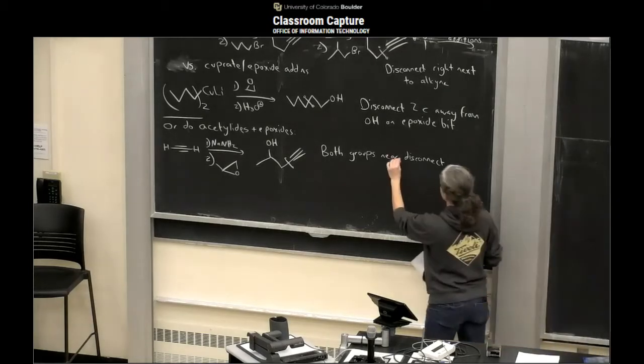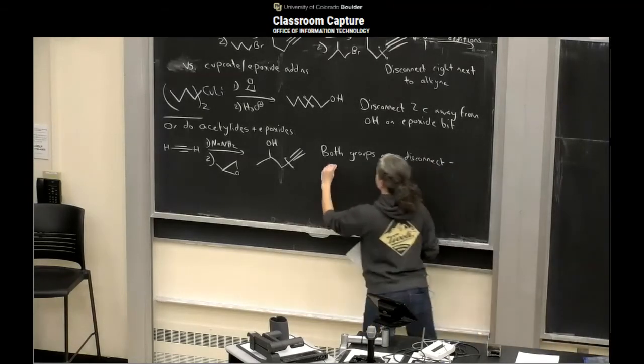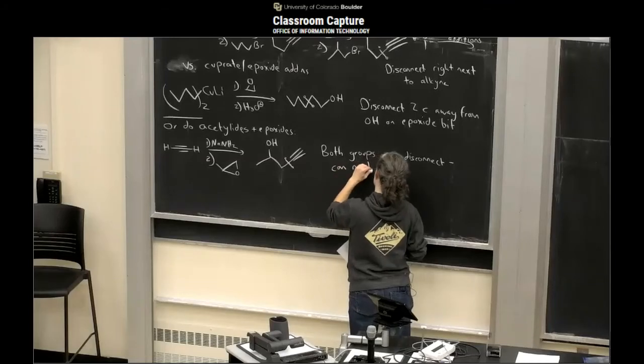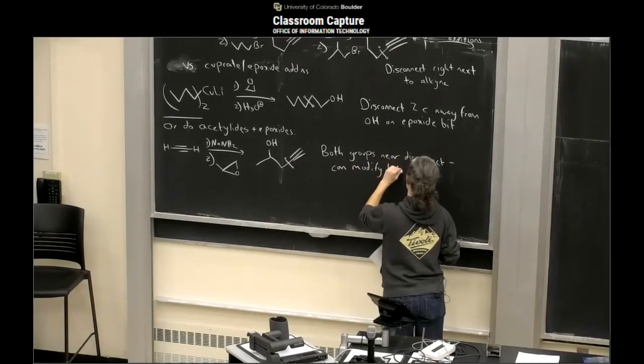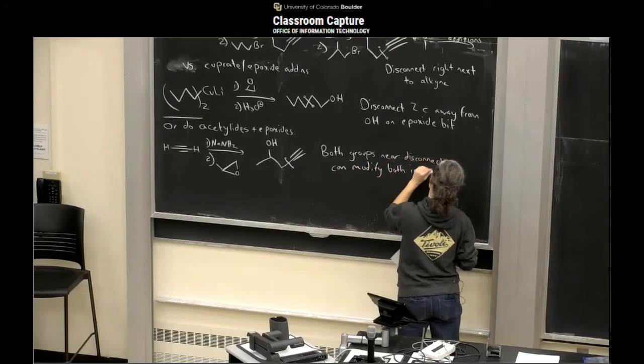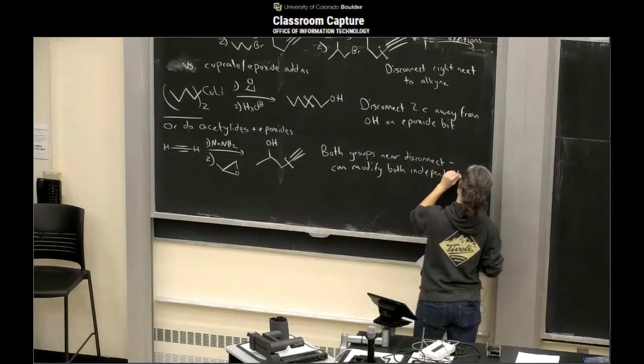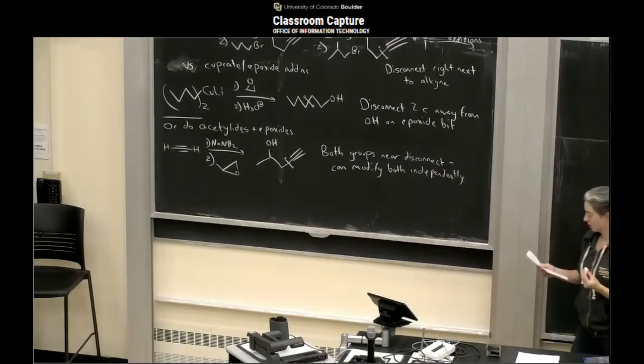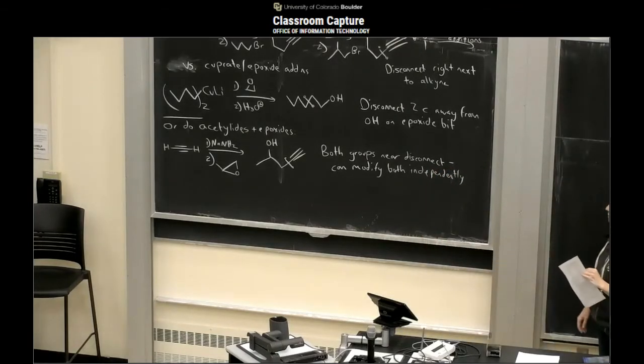So both groups in your disconnect, you can modify both independently, at least in theory. There's some reactions that might mess with both of them, but you've got to avoid those. Okay, so questions about that?